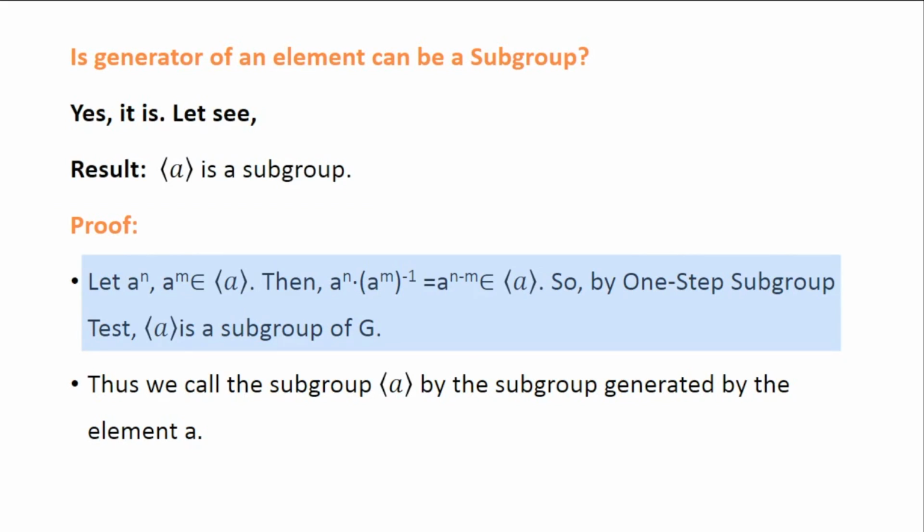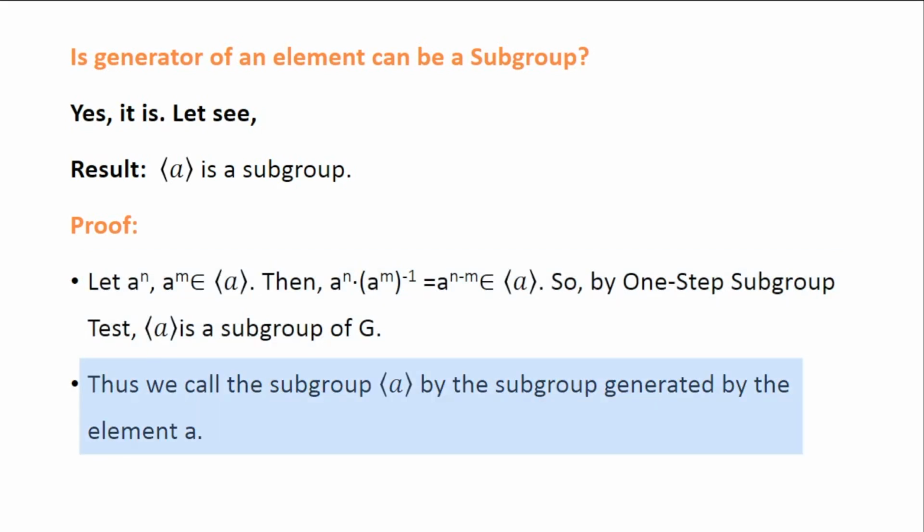Let us prove it. Let A to the power n and A to the power m be elements of ⟨A⟩. Then A to the power n into A to the power m the whole power minus 1 is equivalent to A to the power n minus m, which is an element of ⟨A⟩. So, by the one-step subgroup test, ⟨A⟩ is a subgroup of G. Thus, we call ⟨A⟩ the subgroup generated by the element A.